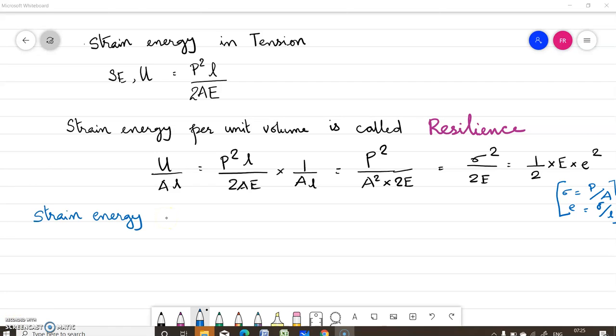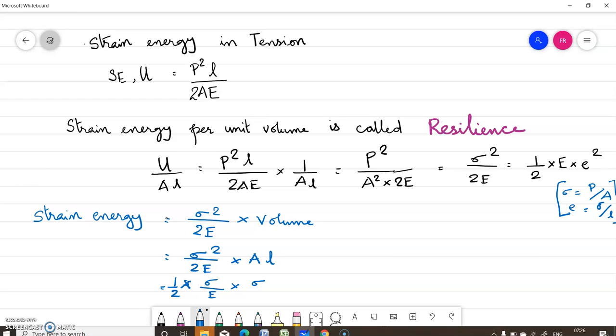Now from this, you will get another equation for strain energy. Strain energy per unit volume is sigma square by 2E. Therefore, strain energy is equal to sigma square by 2E into volume, and volume is A into L, where L is the length and A is the area of cross section. So this becomes half into sigma by E into sigma into A into L.